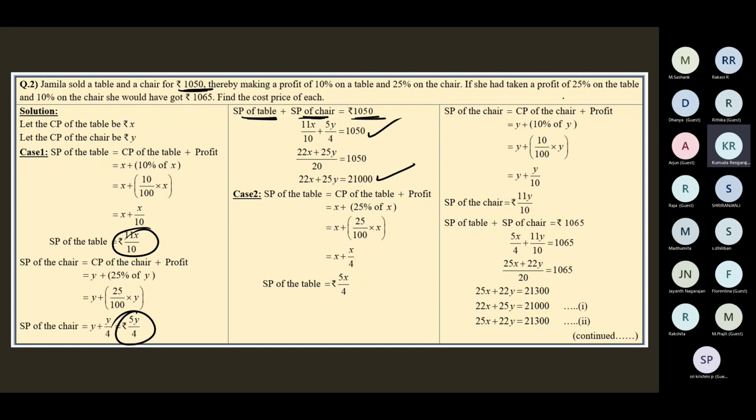The percentages are different. 25% on the table and 10% on the chair. It's exchanged. And the total selling price is 1065. So selling price plus the selling price is equal to the total selling price of 1065. Again, LCM and cross multiply.